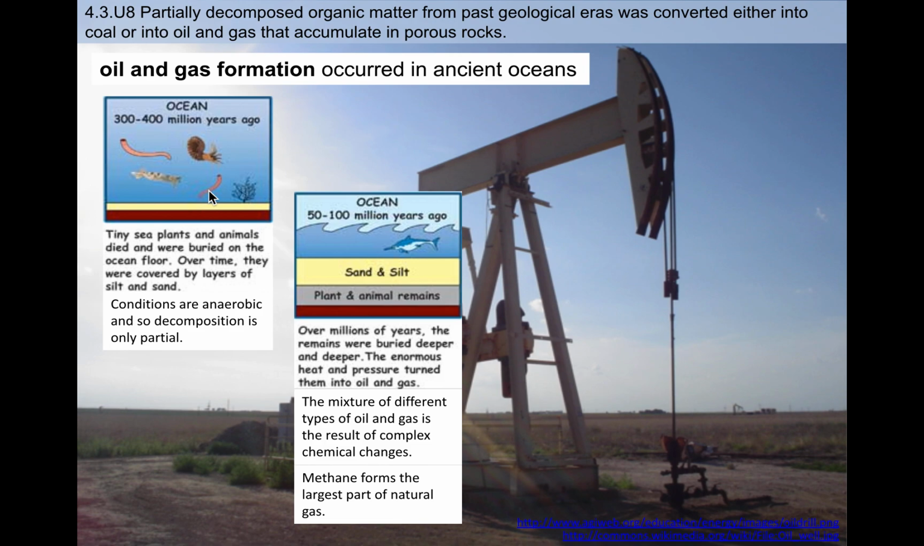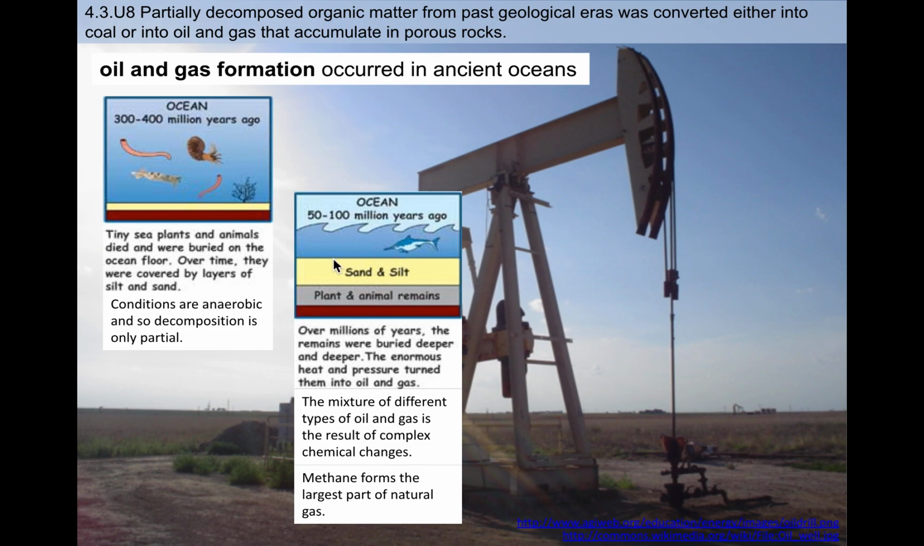Tiny sea plants and animals died and were buried on the ocean floor. Over time, they were covered by layers of silt and sand. So these conditions would be anaerobic, and so their decomposition is going to be very slow and partial. Because once something fully decomposes, it's no longer going to have that organic material that we can burn, like coal or oil and gas. So it has to just be partially decomposed.